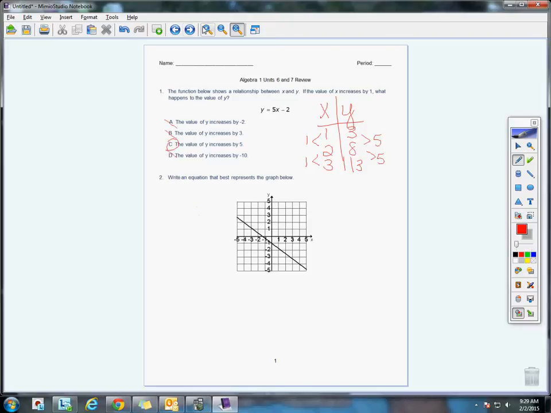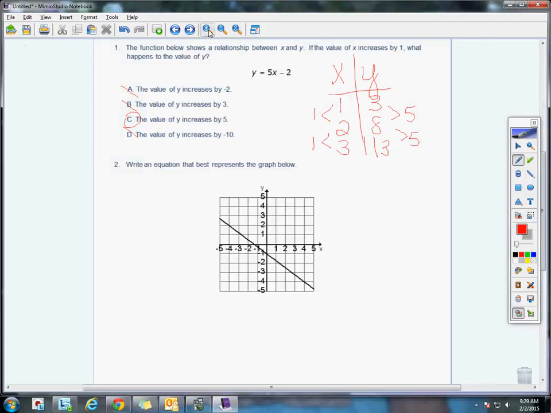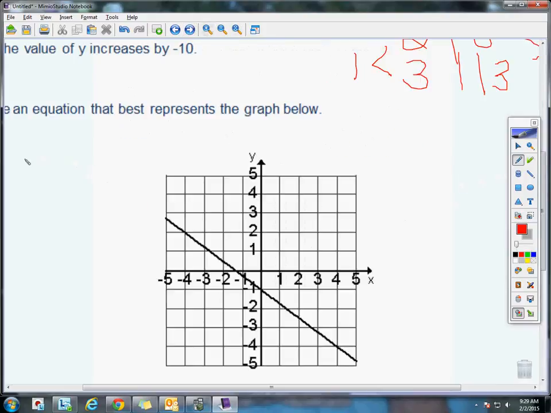Number 2 says write an equation that best represents the graph below. Okay, so our equation is going to be in slope-intercept form, y equals mx plus b. So we need two things to write our equation. We need our slope and we need our y-intercept. Slope is rise over run. And to do this, the easiest way is to start with your y-intercept. So my y-intercept is where it crosses the y-axis at this point right here at 0, -1.